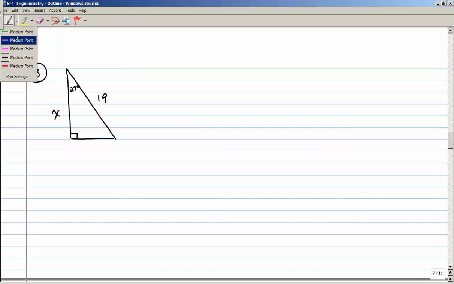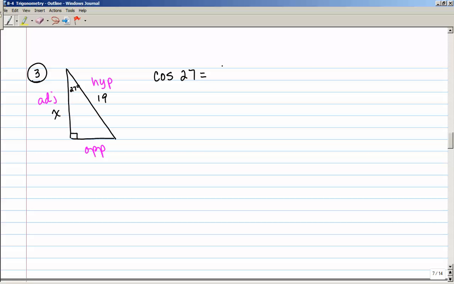And here's our third example. So I have a 27-degree angle, and in relation to that angle, x is the adjacent. This one that I don't know anything about is the opposite, and 19 is my hypotenuse. So which trig function uses adjacent and hypotenuse? Remember, I can't use opposite because I don't know or need to know anything about it. Adjacent and hypotenuse is cosine. So I'm going to take the cosine of 27, and that's equal to adjacent over hypotenuse.